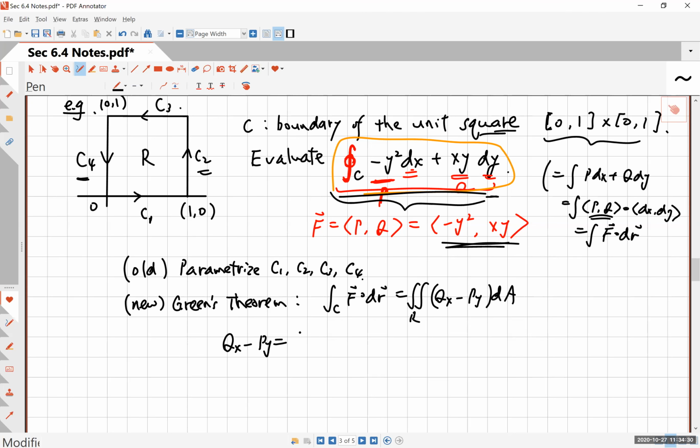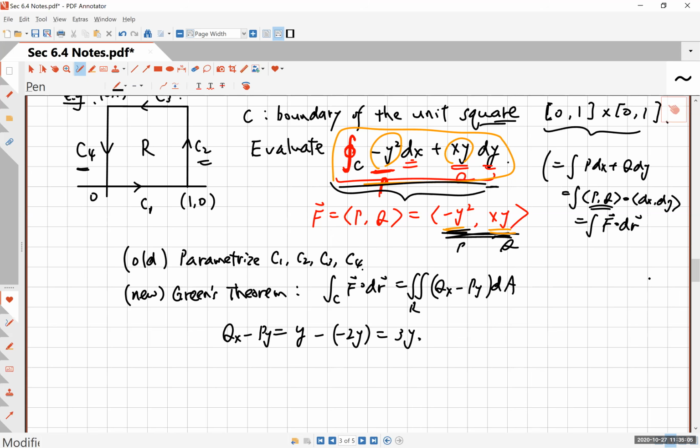Well, Qx minus Py, remember, this is my P, and this is my Q, right? So Qx is simply y. And how about Py? This is the P, and so Py is y minus, right? And Py is negative 2y. And so that turns out to be 3y. That's not too bad, is it? And so that's what you have to integrate.